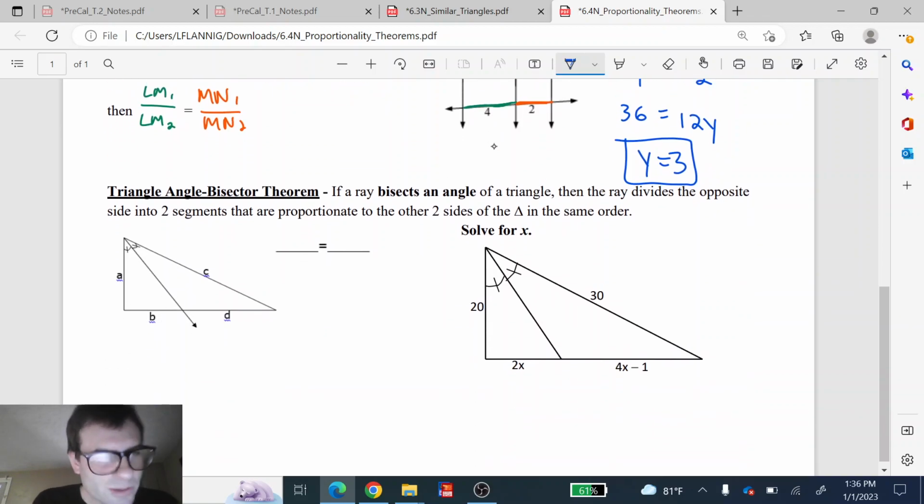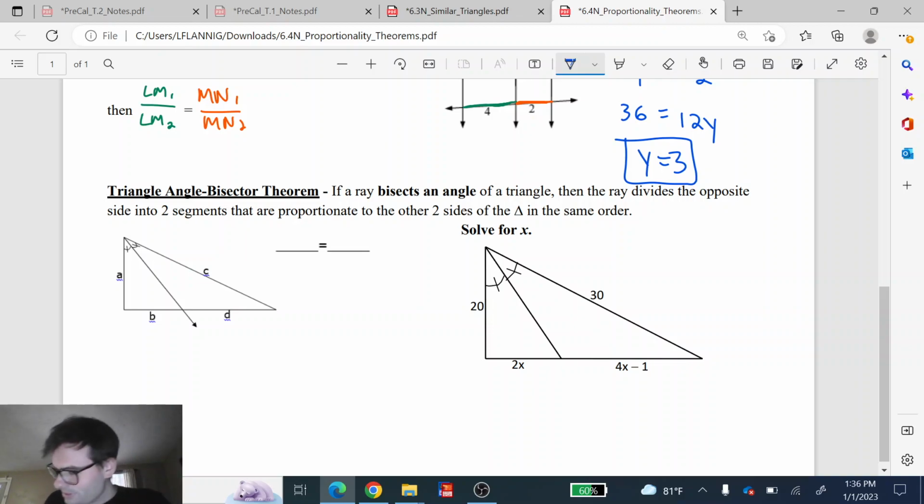And last but not least for this one is the triangle angle bisector theorem. This is saying that if any ray bisects an angle of a triangle, bisect meaning that it creates two congruent angles, then the ray divides the opposite side into two segments that are proportionate to the two sides of the triangle in the same order. Doesn't mean they're the same, but it does mean that they are proportional.